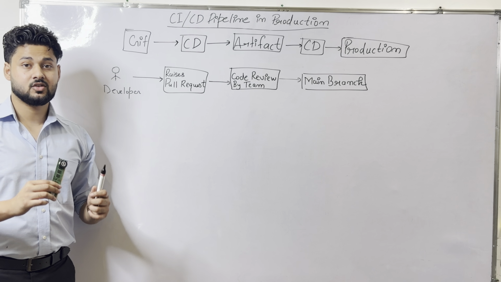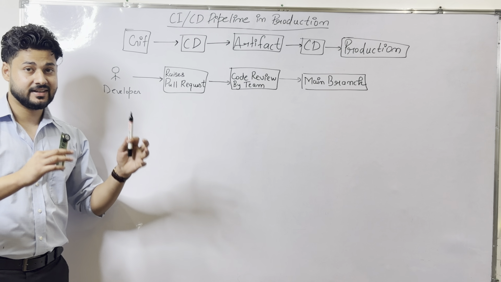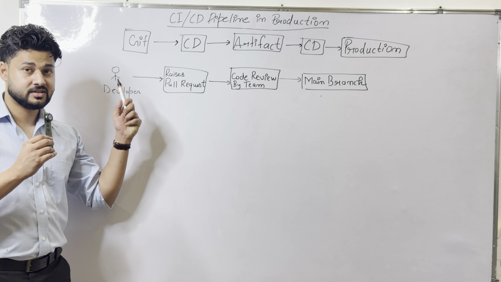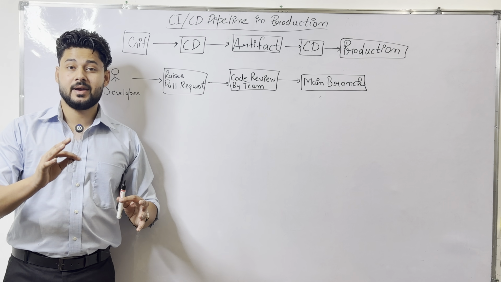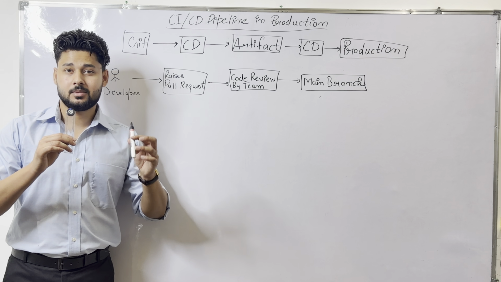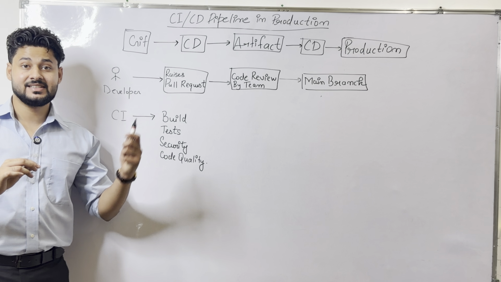Now, the first thing is obviously your code is sitting in the GitHub. So a developer raises a pull request and it gets reviewed and merged into main branch. Now the moment this code is merged into main, we don't want someone to manually say, now build the application, now run the test, and now deploy it. We want a system to do this automatically, and that is where CI comes in.